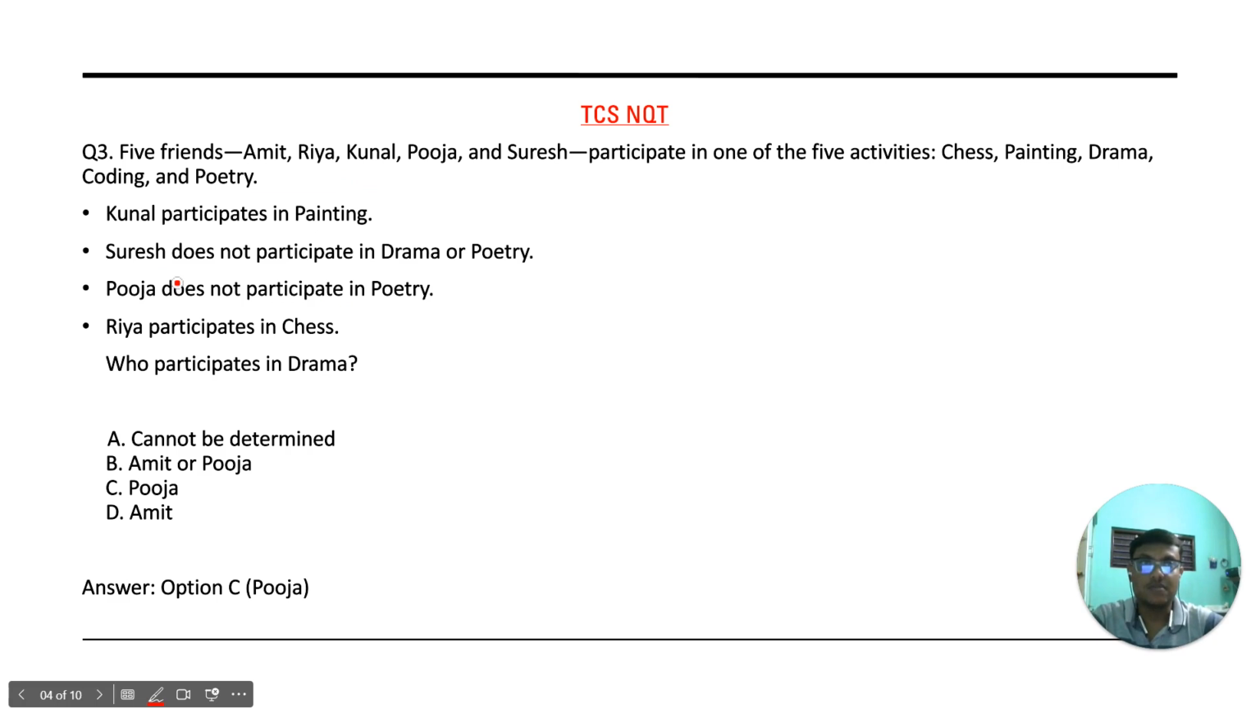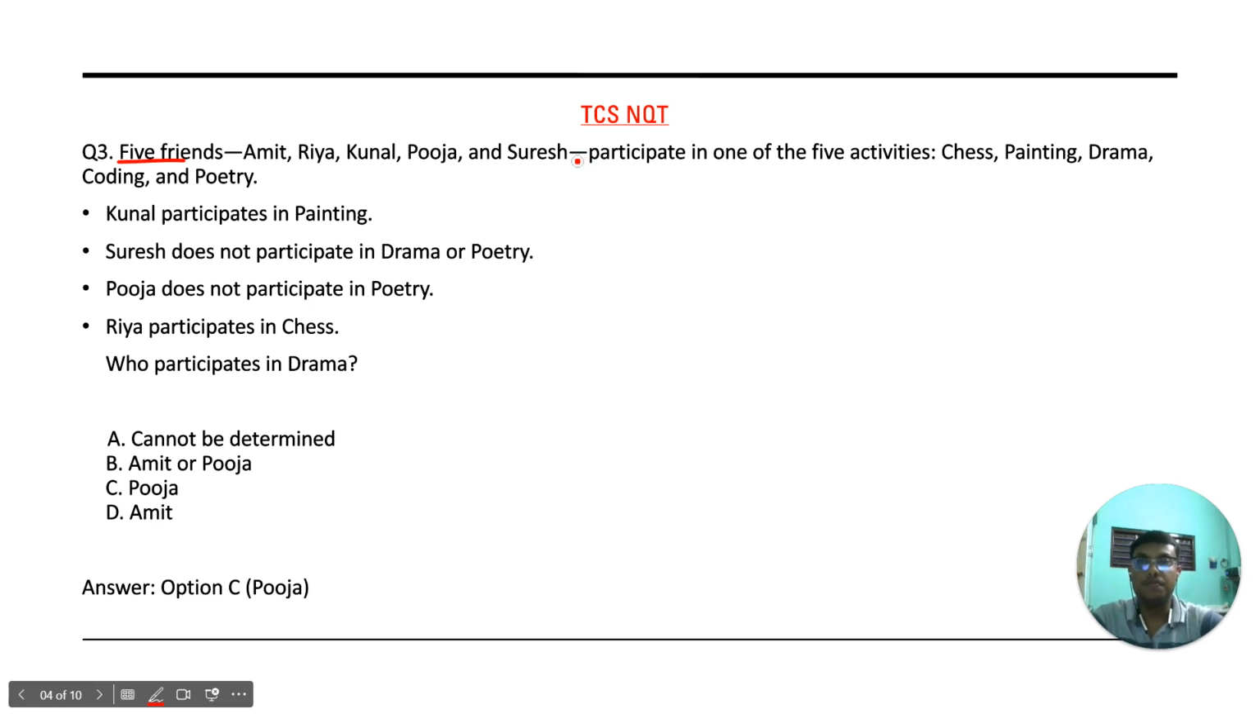Try to solve this question first, then we will be moving on to the solution. Hope you all have tried to solve this question first. Let's see what the question says. Five friends, Amit, Riya, Kunal, Pooja, and Suresh.